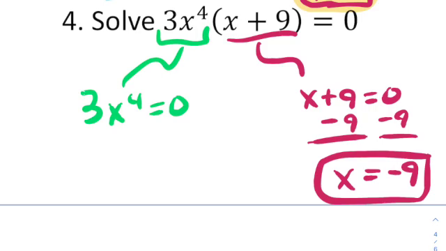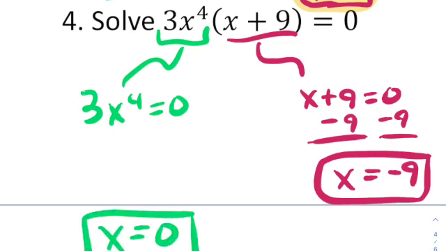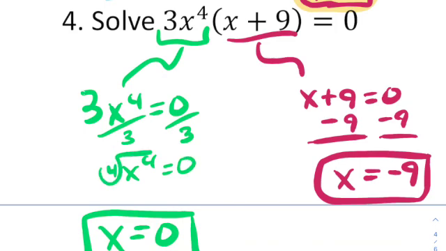Now there's a trick here that we're going to be able to rely on later on that just says anytime you have a monomial equal to 0, that gives you a solution of x equals 0. So I can already tell you that the answer to this half of the equation is going to be x equals 0. Now if you really want to know why, we could divide by 3 and get x to the fourth equals 0 and do something called fourth rooting both sides, and the fourth root of 0 equals 0. That's one way to do it.